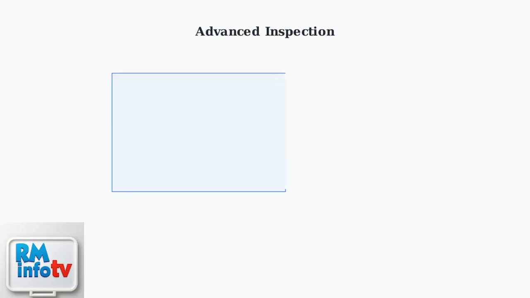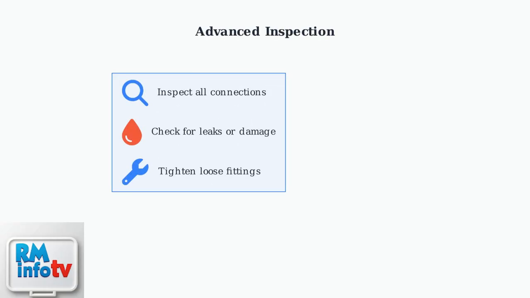When initial troubleshooting steps don't resolve SJ10 issues, it's time for advanced inspection. Start by examining all connections for leaks or damage that could affect pump performance. A clogged intake screen significantly reduces pump efficiency. Regular cleaning of the intake screen prevents debris buildup and ensures proper water flow through the system.